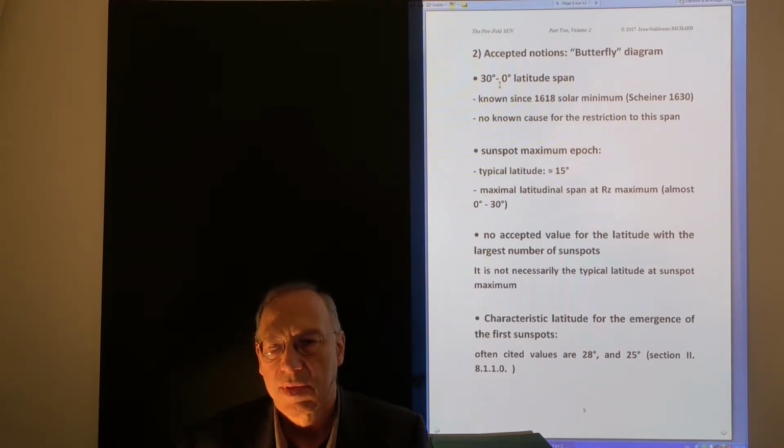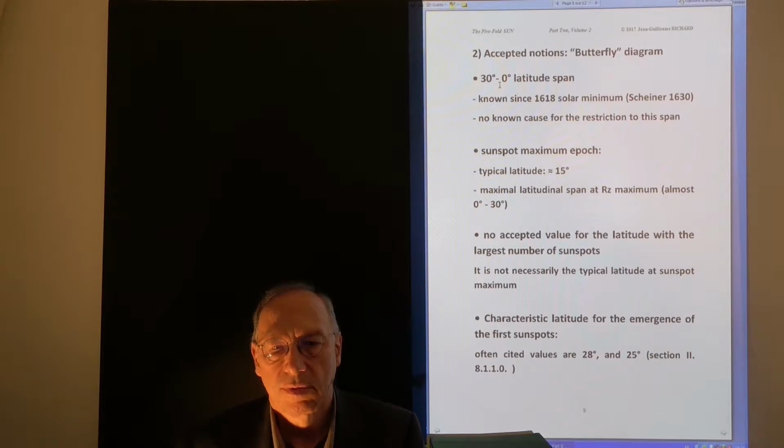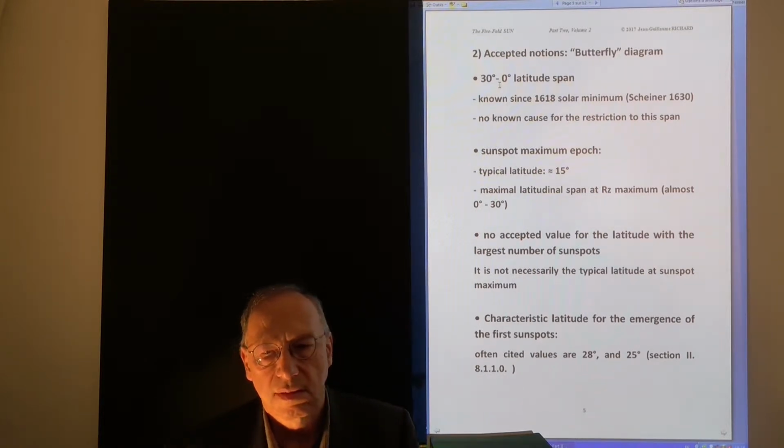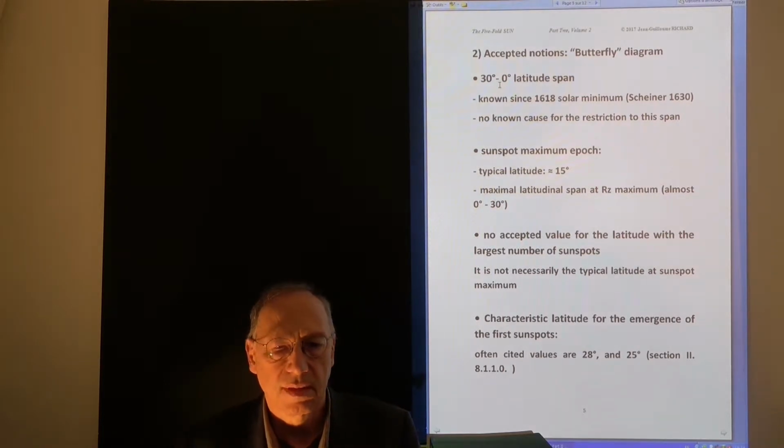But at this maximum epoch, there is a maximal latitudinal span, i.e. sunspots are seen almost from the equator up to 30 degrees. There is no accepted value for the latitude at which is found the highest density in sunspots, the largest number of sunspots for a given latitude. Note that it is not necessarily the typical latitude for sunspots at sunspot maximum which corresponds to this highest density latitude.